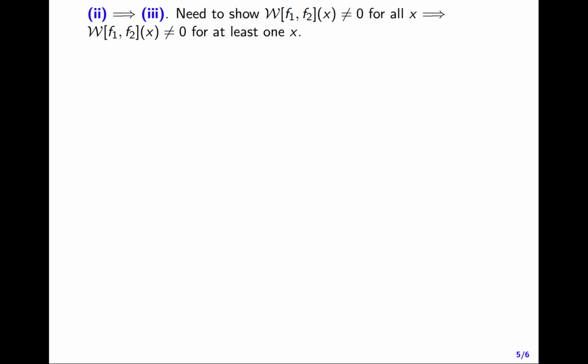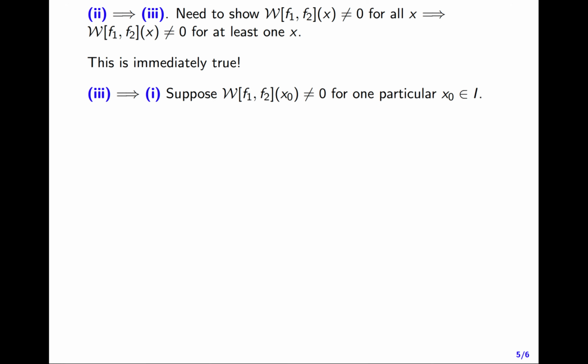Now for something easy. We want to show part 2 implies part 3. We need to show that if the Wronskian of f1, f2 at x is non-zero for all x, then the Wronskian of f1, f2 at x is non-zero for at least one x. Well, this is immediately true. If something is non-zero for all x, then you can pick one x at which that thing is non-zero as well. So 2 implies 3. And now 3 implies 1, and we have to work a little harder.